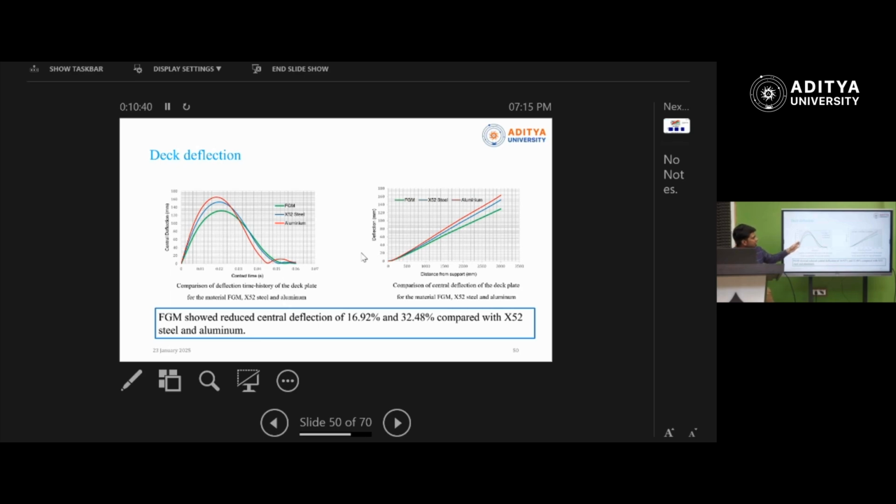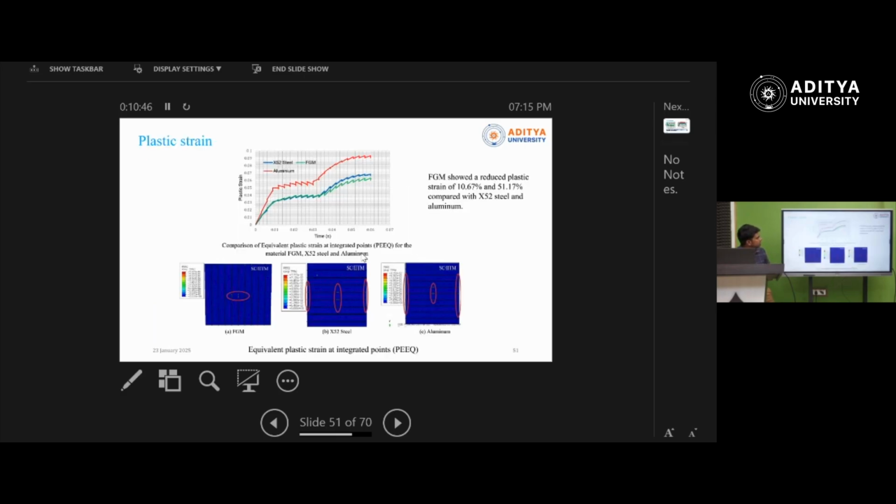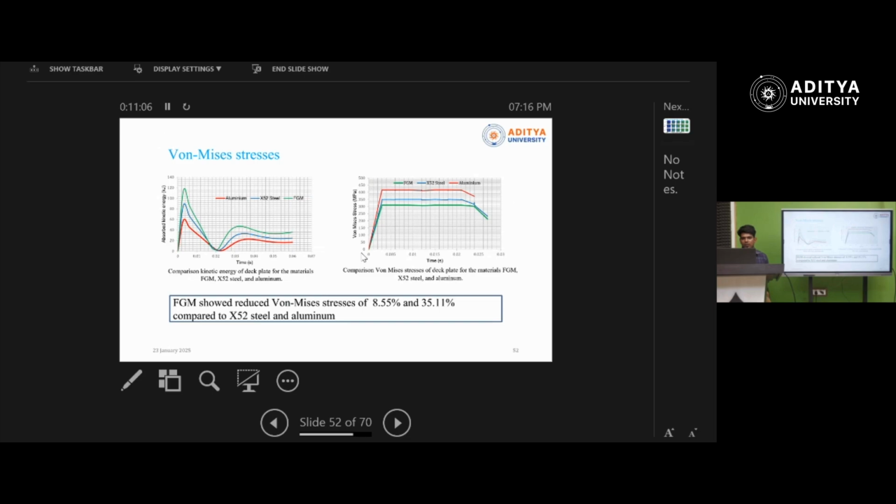So similarly, the deflections are also plotted here. We can see the enhanced performance, and then the plastic strain. So these are the parameters: plastic strain, displacement, contact force, and then von Mises stresses are very, very important parameters when the material is subjected to non-linearity. So here we can see the von Mises stresses.